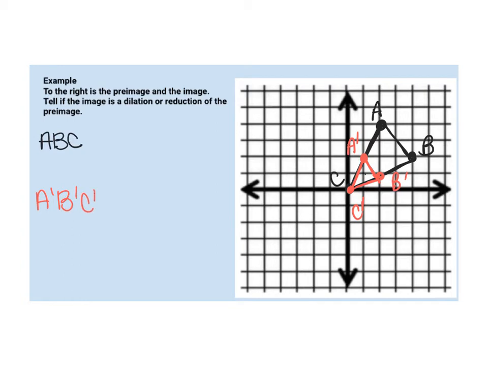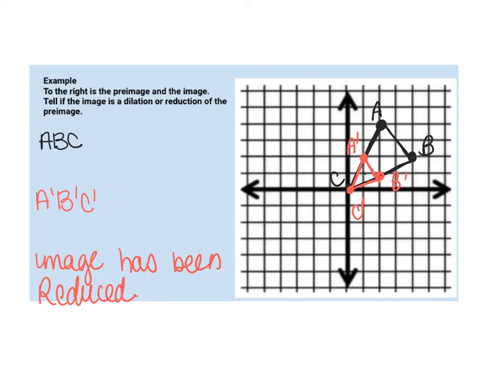Well, we can clearly tell that the image has been reduced or made smaller. But let's say we want to find the scale factor.